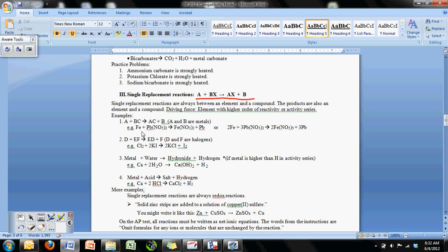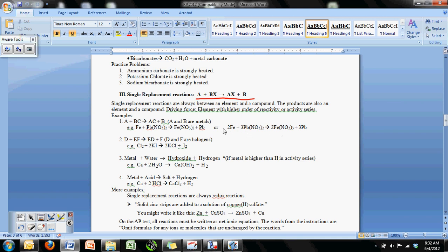So if you take a metal and react it with a compound, the metal, if it is higher in activity series, will kick out the metallic ion from the compound and take its place. So here iron, metal, is kicking out lead ion from lead nitrate and taking its space to form ferrous nitrate. Please note here that these are not net ionic equations. These are just complete molecular equations.